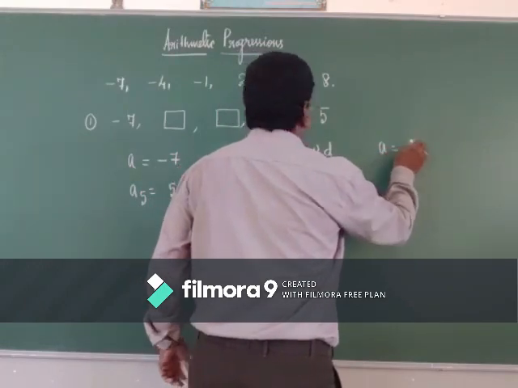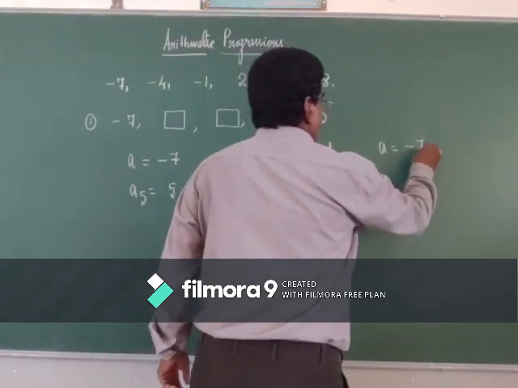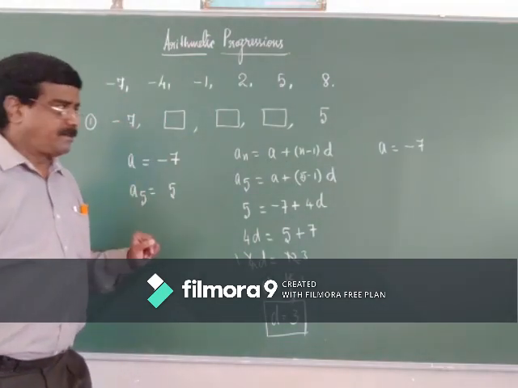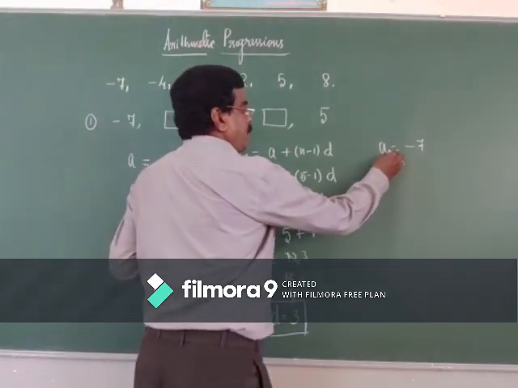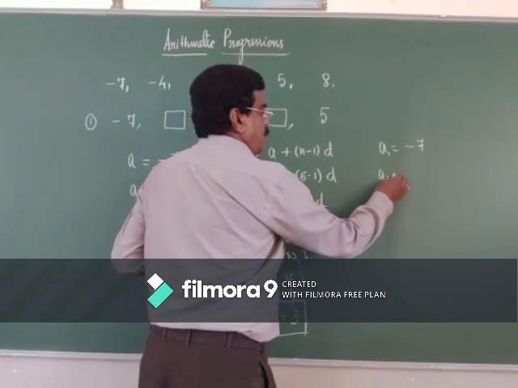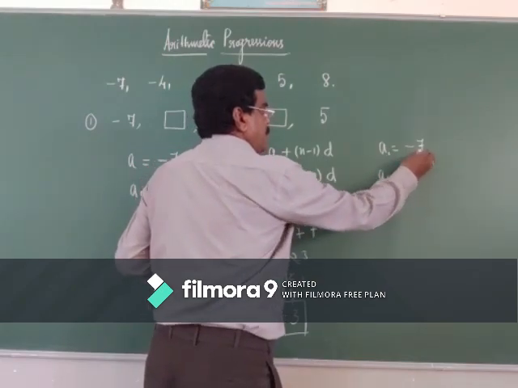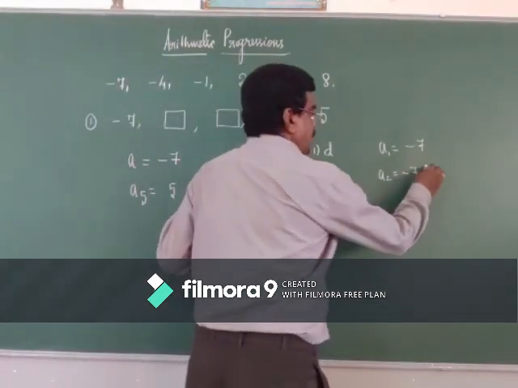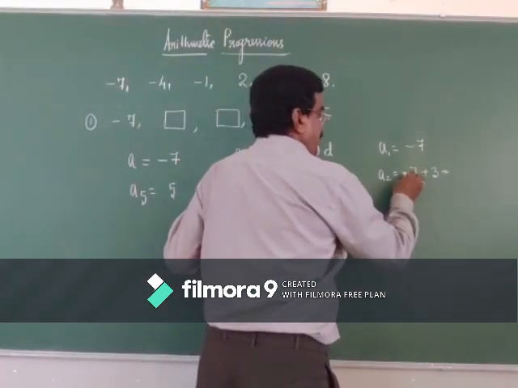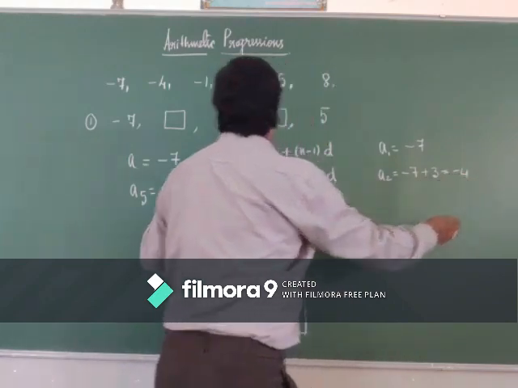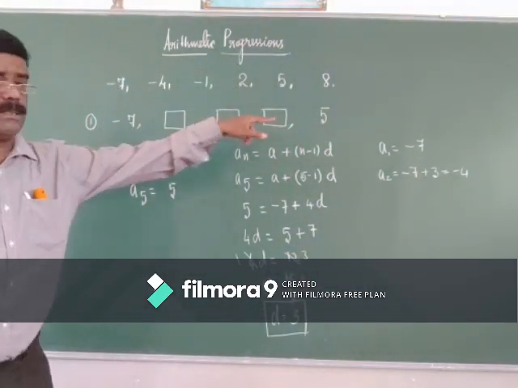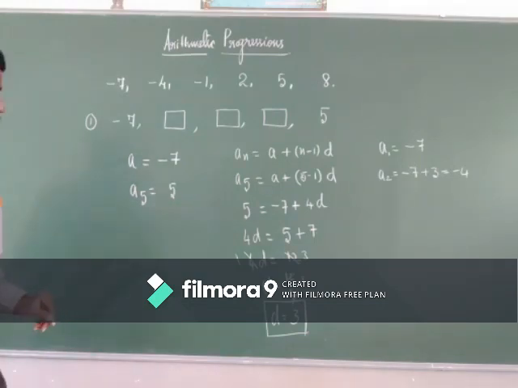Here the first term A is given as minus 7, or you can consider it as A1, the first term. Then for A2, you take the previous term minus 7 and add the difference, that is plus 3, which is minus 7 plus 3, meaning minus 4. You can see it here. I have told you already that you know the answer in the box, but how to reach it?